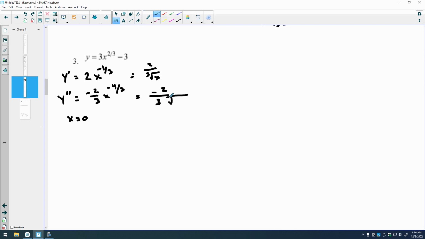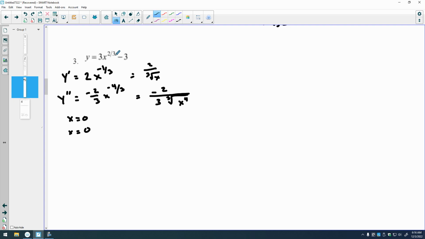That's 3 raised to the 4th power. Right, that's what that means. Top number is the power, bottom number is the root. All right, so that's what we have. So where is this 0? Never. It is undefined again at x equals 0.